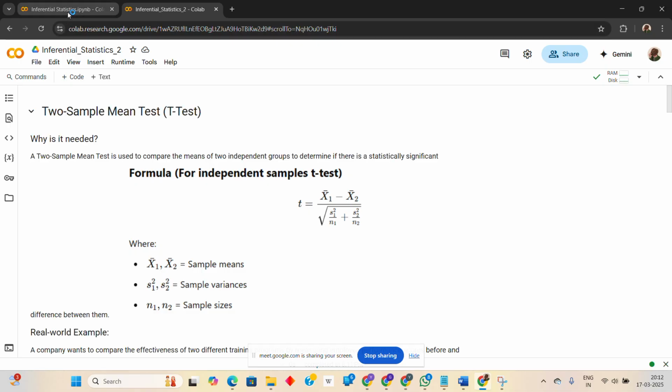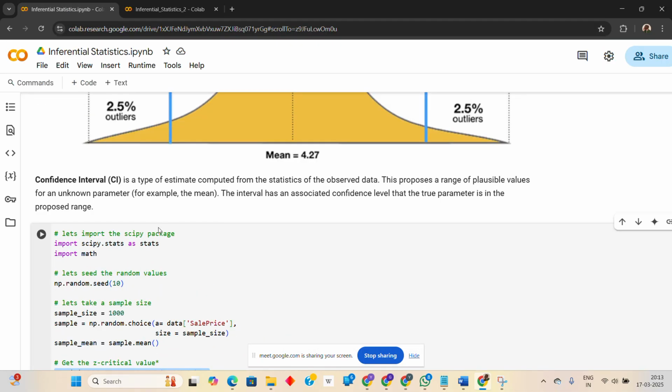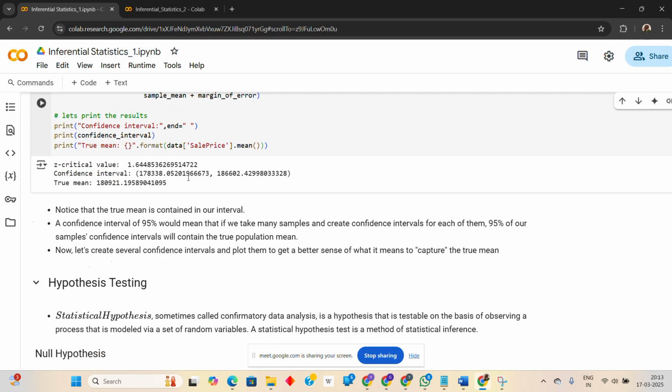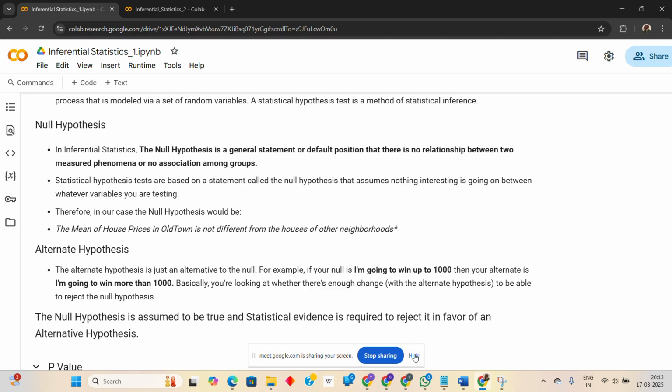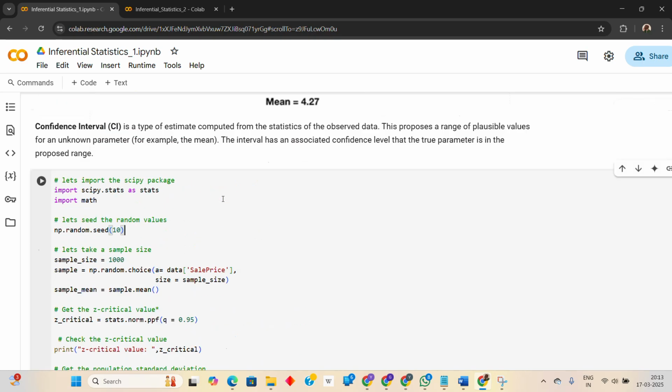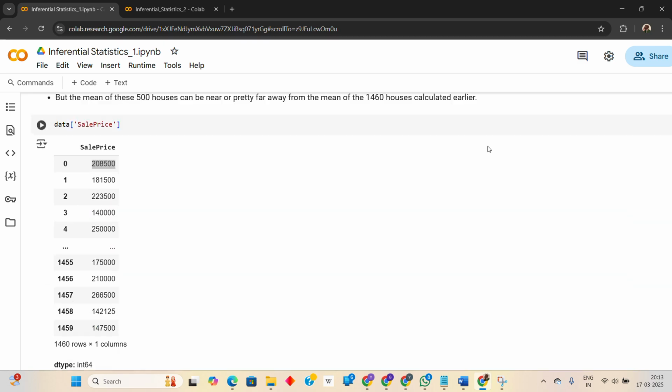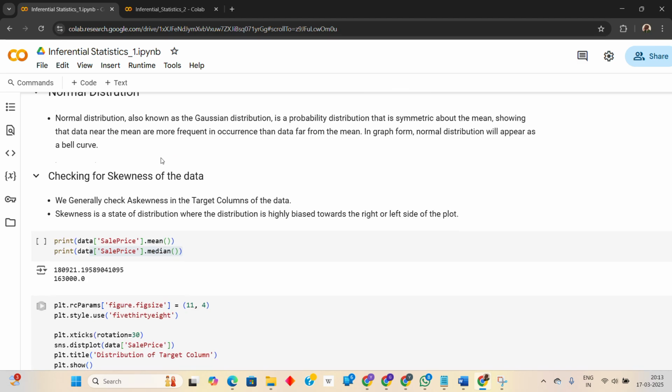Hi everyone. Yesterday we discussed inferential statistics. This is actually part one. Today we will discuss the remaining topics. Let me give you a quick overview of inferential statistics part one, and then we'll start, because I just wanted to give an overview of the concepts. Just give me a second.